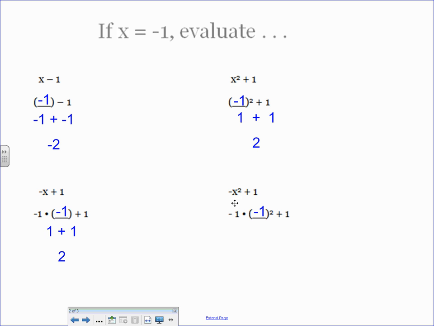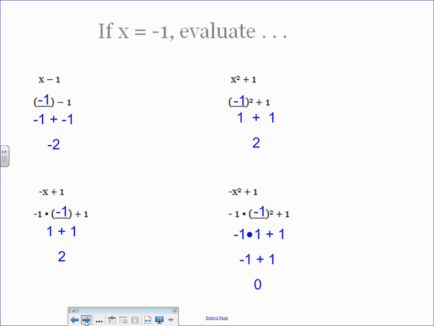Let's deal with negative x squared. Again, that's negative 1 because it's the opposite of x squared. Negative 1 times negative 1 squared plus 1. Now, under the order of operations, what do we do first? Do we do multiplication or do we do exponents? We do exponents first under GEMDAS. So this is going to be 1, and it's going to be negative 1 times 1 or negative 1. So we're going to get negative 1 times 1 plus 1 or negative 1 plus 1. And that's going to give us 0.